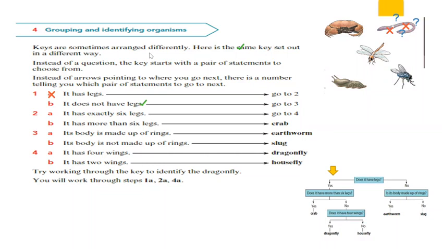Okay, now you're going to follow this line where it is taking you. It says, if it's correct, go to 3. We will go to number 3. So here you go. We are jumping here directly. So we need to find out which statement is correct, A or B, from this pair. 3A states its body is made up of rings. Its body is made up of rings. Are we sure?